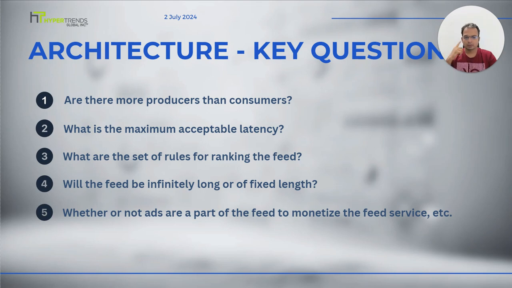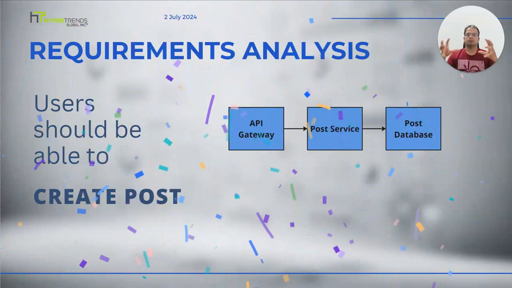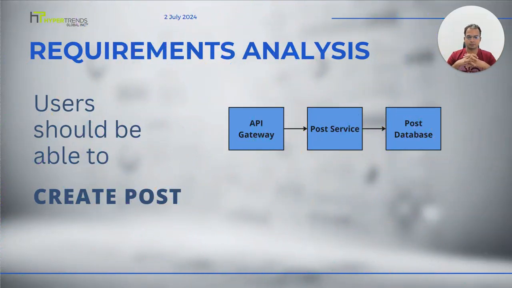So now let's go to the next slide, which is again the requirement analysis. What is the actual requirement here? Let's say you and I are together designing a Facebook feed system, and what is the functional requirement? Functional requirement is very simple. User should be able to create a post. That is the first one. So here you can see there will be an API gateway, there will be a post service, there will be a post database. So user should be able to create a post.